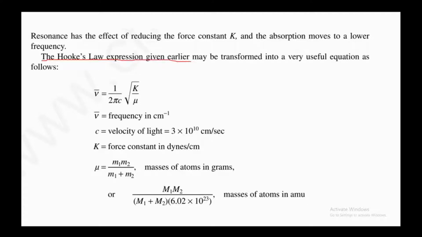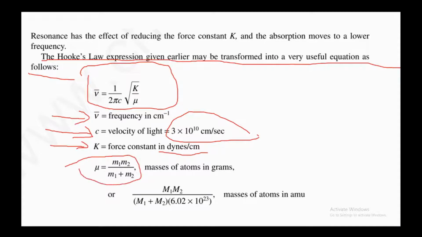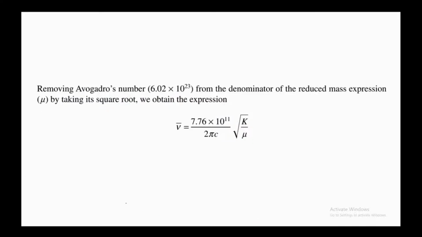The Hooke's law expression given earlier may be transformed into a very useful equation as follows. This is the equation: nu bar is the frequency in per centimeter, c is the velocity of light, that is 3 × 10^10 centimeter per second, K is the force constant in dynes per centimeter, and the masses of atoms are in grams, or in AMU. Removing Avogadro's number from the denominator of the reduced mass expression mu by taking its square root, we obtain this expression.